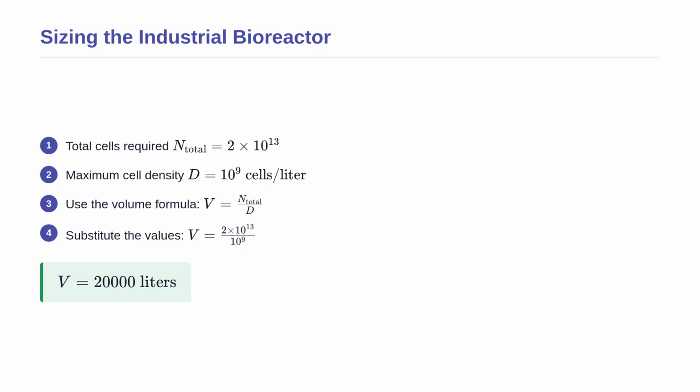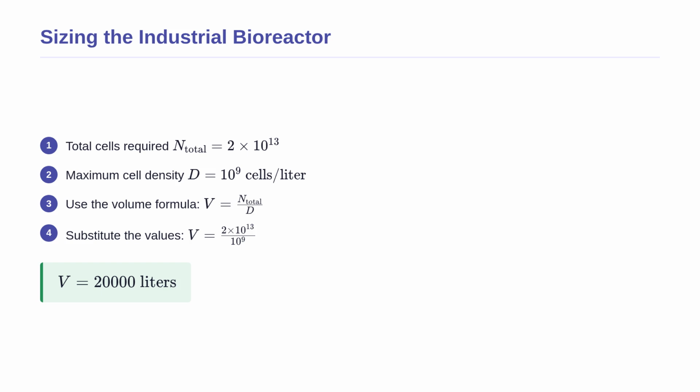Let us finish our commercial production example by calculating this volume. We know from our previous step that we need 2 × 10⁻13 cells. The industrial bioreactor supports a maximum cell density of 10⁻9 cells per liter. We use our volume formula, V equals N total divided by D.